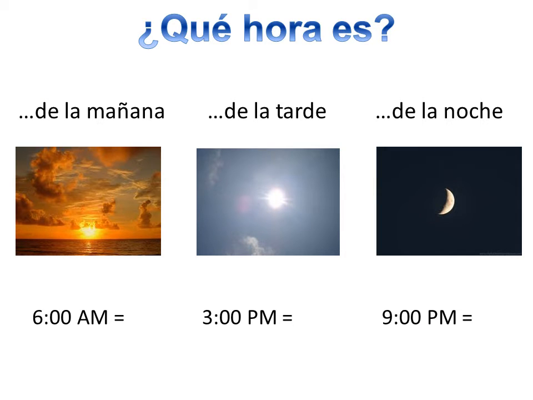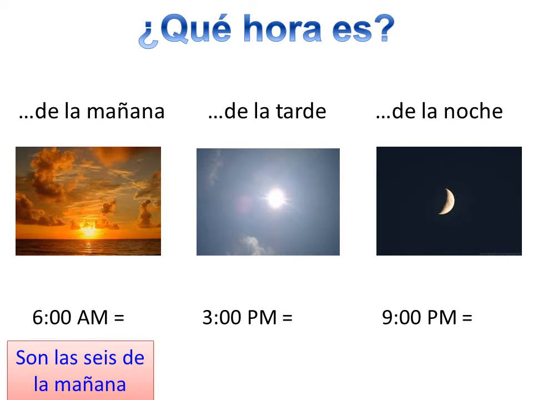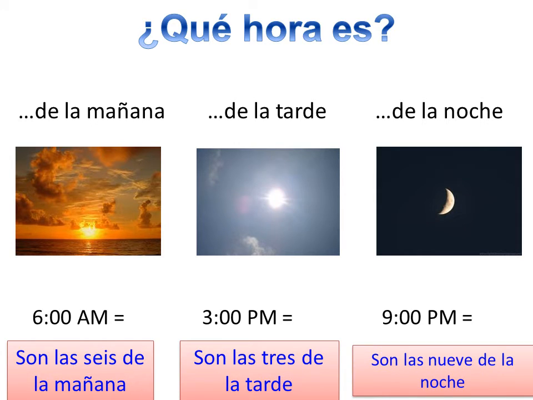So the first picture, if we want to say it's 6 o'clock in the morning, you will say son las seis de la mañana. 3 o'clock in the afternoon is son las tres de la tarde. And 9 o'clock p.m. is son las 9 de la noche.